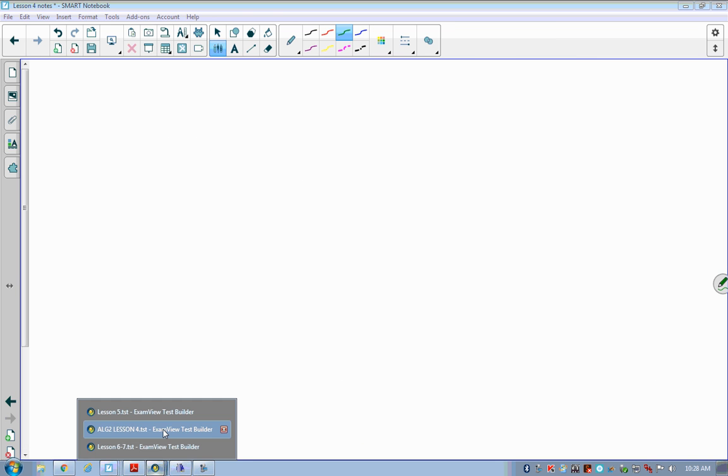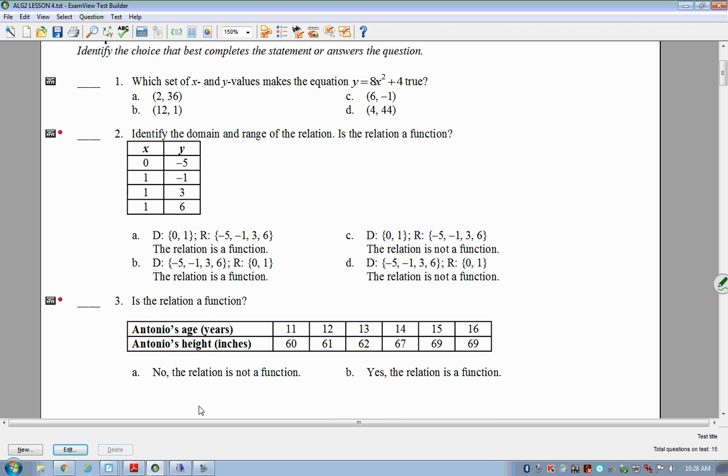Let's see if we have a couple questions we can look at. We have probably time for a couple questions. Which set of x and y values makes the equation 8x squared plus 4 true? All right. So what this is a matter of, if I look at coordinate notation, this is x, this is y. So I have to remember that with the equation.